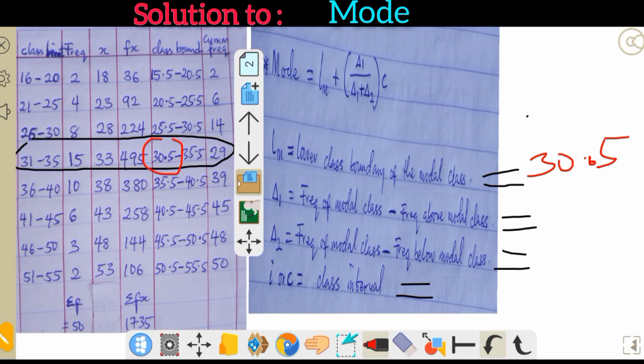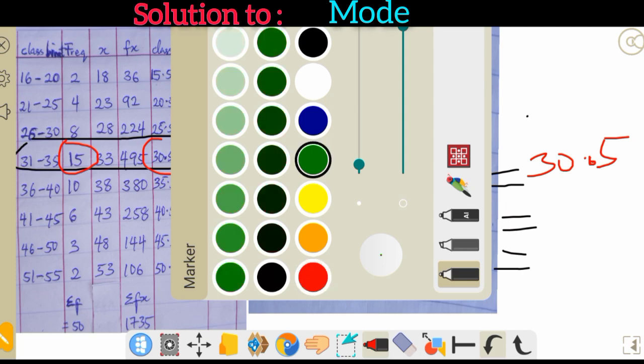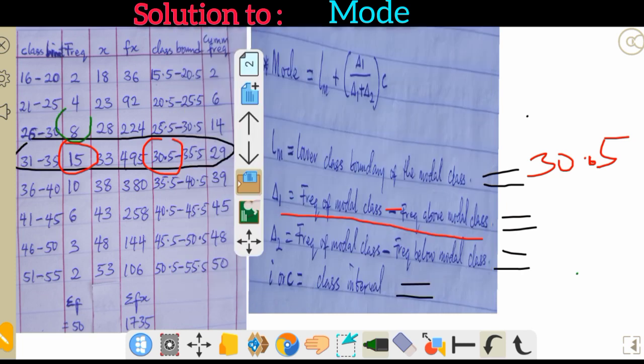The next one is the frequency of the modal class. That is D1. Frequency of the modal class minus frequency of the class above the modal class. So this is the frequency of the modal class here. The frequency of the class above the modal class is what? It is 8.